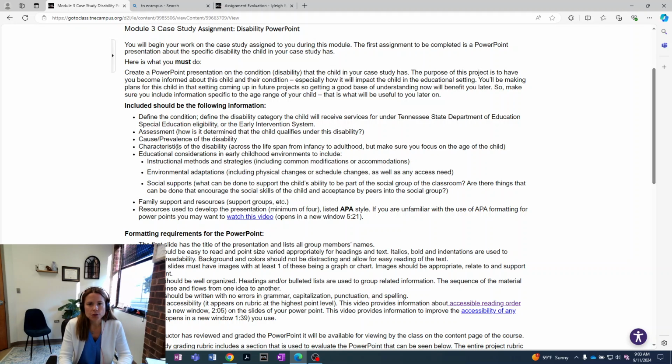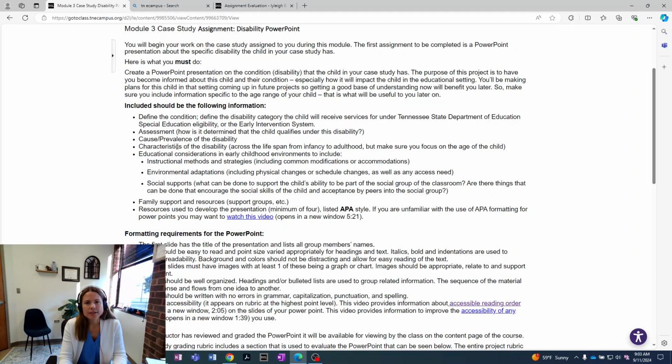And then social supports. So when we talk about social supports, we're talking about the emotional and social development. So we're looking at the interactions with peers. Is it a warm and welcoming class? How can we encourage the social skills in the classroom, not only between you and that child, but between their peers?